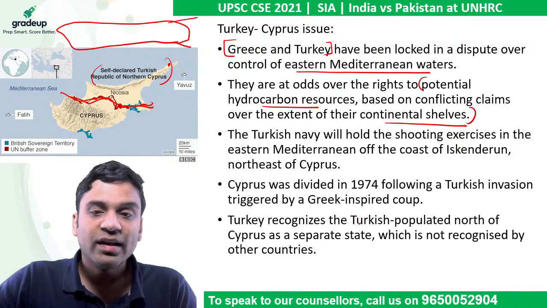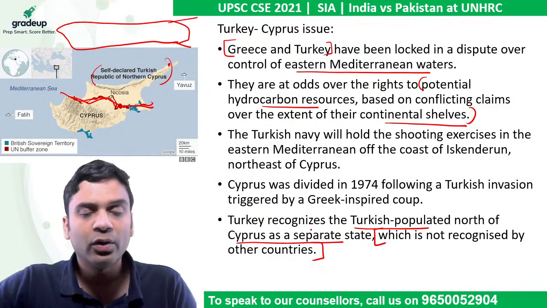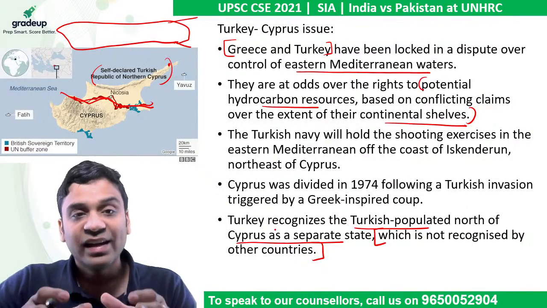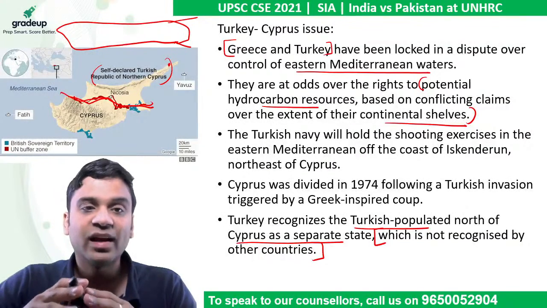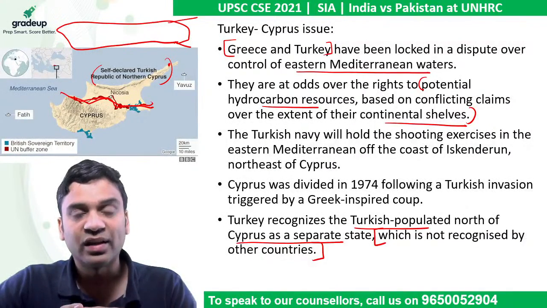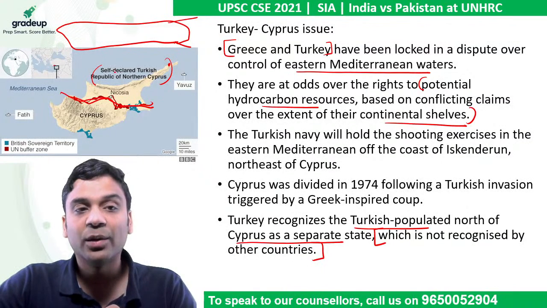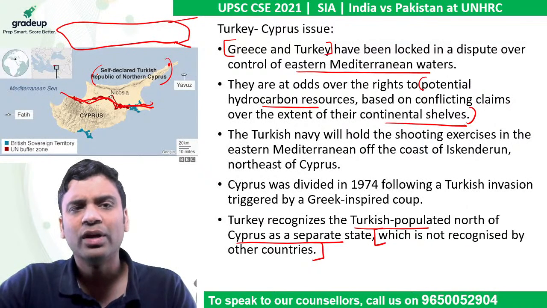So Turkey recognizes the Turkish-populated north of Cyprus as a separate state, which is not recognized by other countries. No other country actually recognizes this. There's a UN buffer going on, and a UN resolution actually wants to conduct a plebiscite there and try to get a democratic government there. But Turkey is against that. So Turkey itself is not doing justice in Cyprus, and they're talking about India. It's a far cry, if you understand.